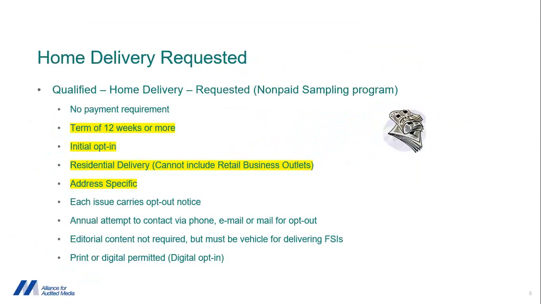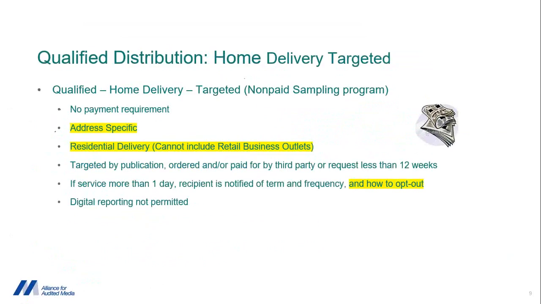In this instance, home delivery requested can be for print or digital. If you are going to be counting digital, it's going to be on the day of access that they requested it. So if you're looking at digital, it's only on the day of access. So if they get it 7 days a week but only access it once a week, you can only count it once a week for digital.